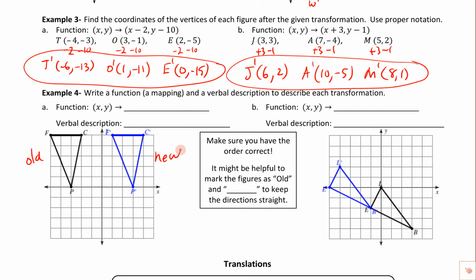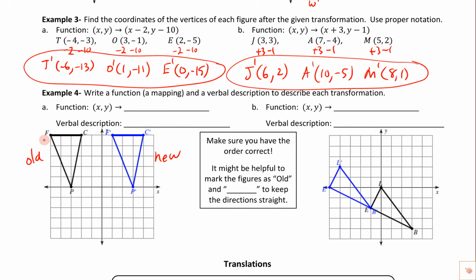Now that may not seem like a big deal, but it is, because if we go from the old one to the new one, we're going to take this point and move it to the right. 1, 2, 3, 4, 5, 6. We're going to move it to the right 6 units. If we thought it was going the other direction, we would be moving it to the left 6 units. So you've got to make sure that you know which one's the old one and which one's the new one.